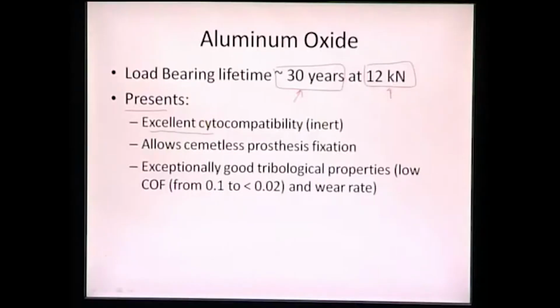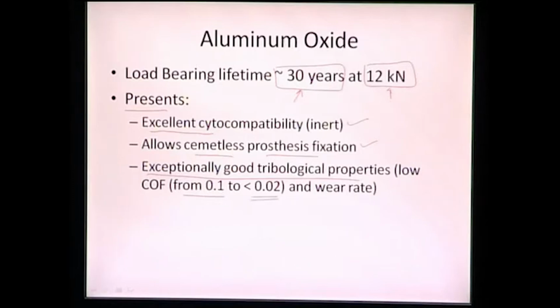So that presents that aluminum oxide has excellent cytocompatibility that makes it inert. It can also allow cementless prosthesis fixation. So that is one more advantage with aluminum oxide, and at the same time it can also show exceptionally good tribological properties, and COF can go from 0.1 to less than 0.02.